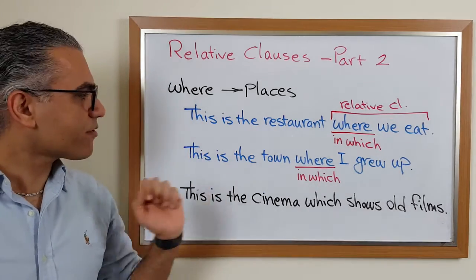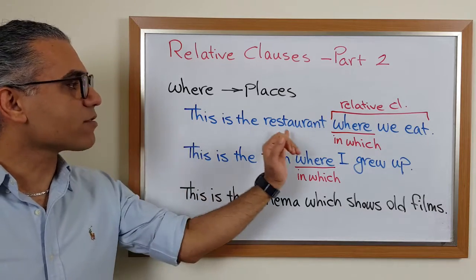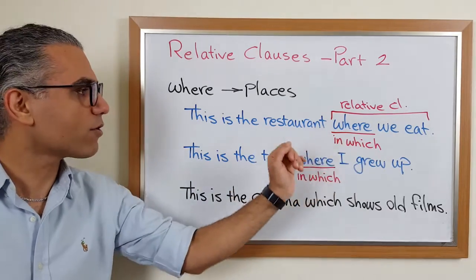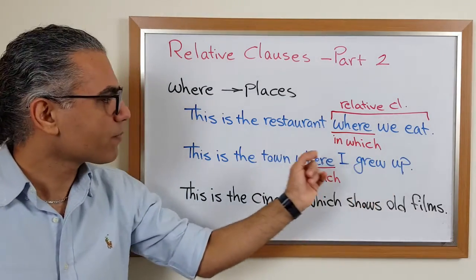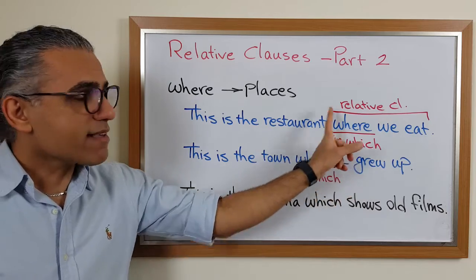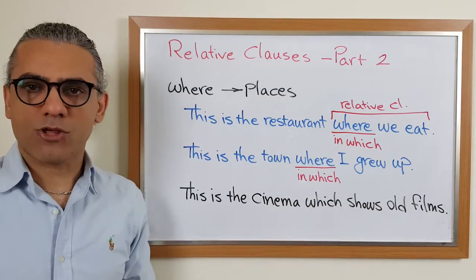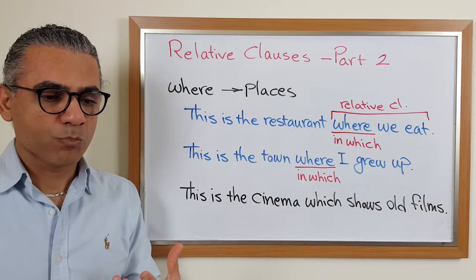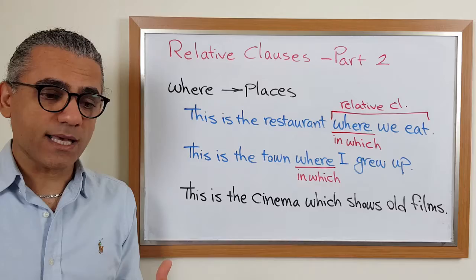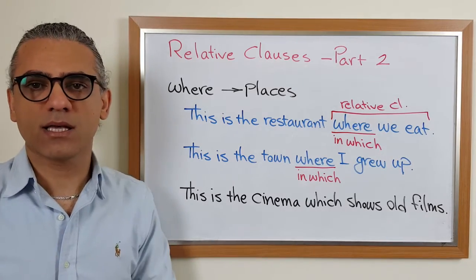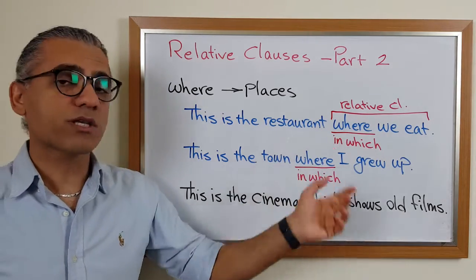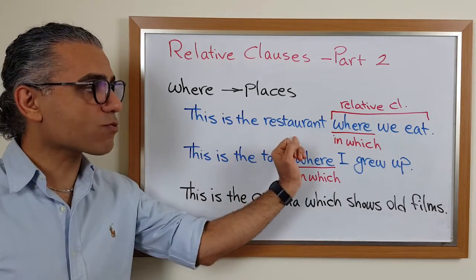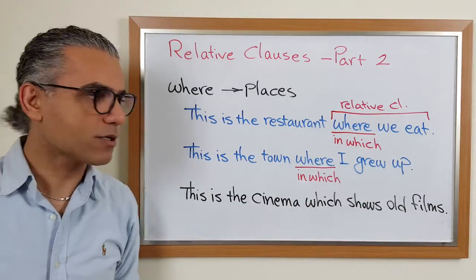Look at these examples. The first example says, this is the restaurant. What restaurant or which restaurant? This is a defining relative clause: where we eat. So instead of where, we could use in which. Whenever we use where, it means we are talking about a place inside which something happens. That is why we can replace where with in which. For example, we could say, this is the restaurant in which we eat.